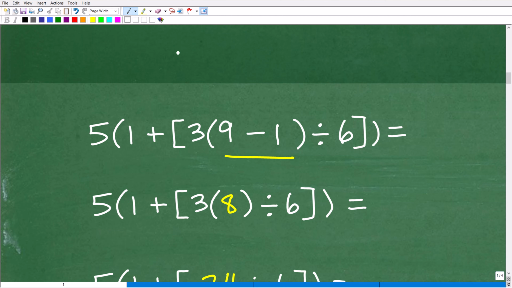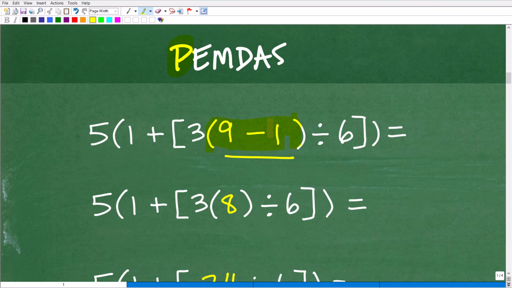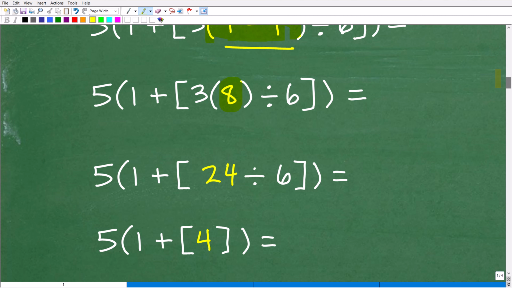Focus in on our PEMDAS, right? PEMDAS, it's just a checklist. And we're like, okay, we certainly have parentheses. So which parentheses should I be focusing on? Well, we have the outside parentheses, we have brackets, which are basically considered parentheses, but we have the innermost parentheses, these right here. So you're going to go inside those innermost parentheses and do whatever math work is in there. Okay, so here we have 9 minus 1, which of course is 8. No big deal there. So what comes next now?